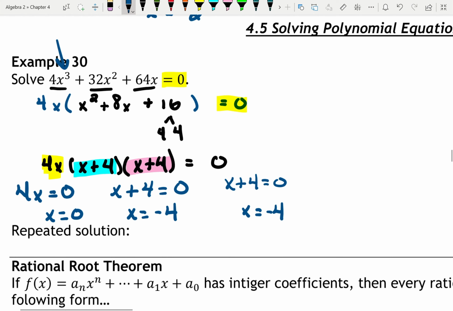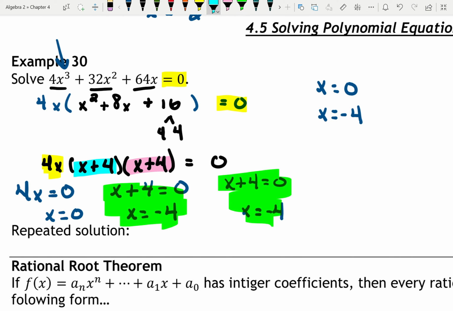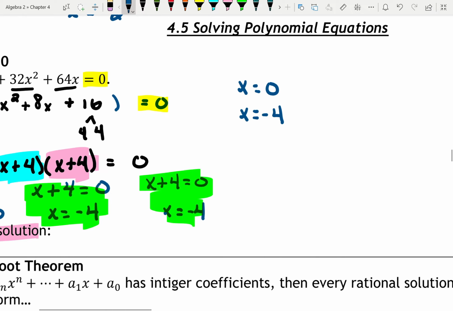And these are our answers. Previously, we would have just listed out x equals 0 and x equals negative 4, and those would be our only answers. But the negative 4 happened twice, right? We had a negative 4 show up from this one and from this one. It showed up from the blue highlight right here, and then it showed up from the pink highlight, right? So it has a repeated solution. And right here I say that it has a repeated solution. So we're going to somehow state that. We're going to say x equals negative 4 with a multiplicity of 2.